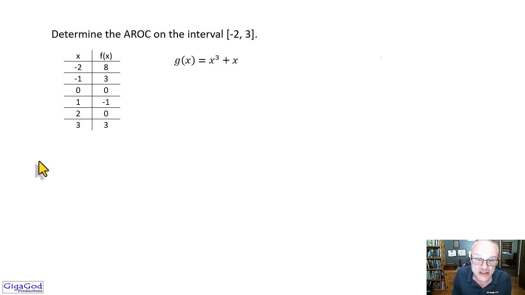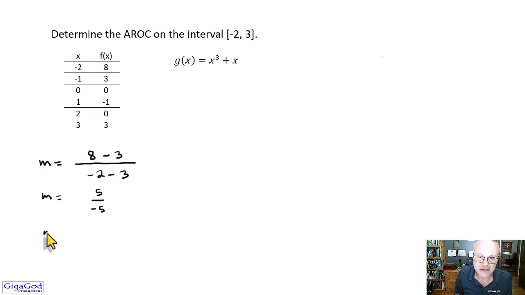So what's the average rate of change? Remember, it's just the slope. And it's the change of y over the change in x's. So I've got my 2 points. I've got from -2 to 3, right? That's what it says. These are x values. So from -2 to 3, it wants me to calculate the slope. So you put y values on top, 8 and 3. And then you put the x values on the bottom, -2 and 3. And according to the slope formula, you subtract them. So it looks like I've got 5 over -5, and it looks like -1 is our slope.